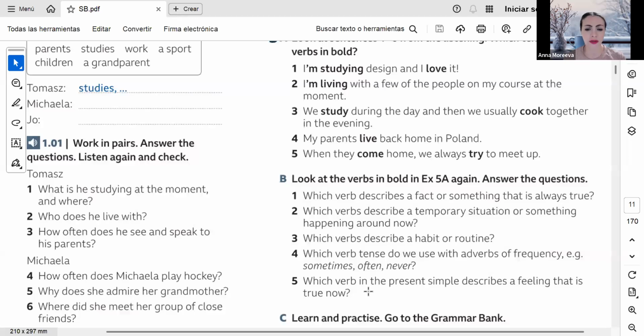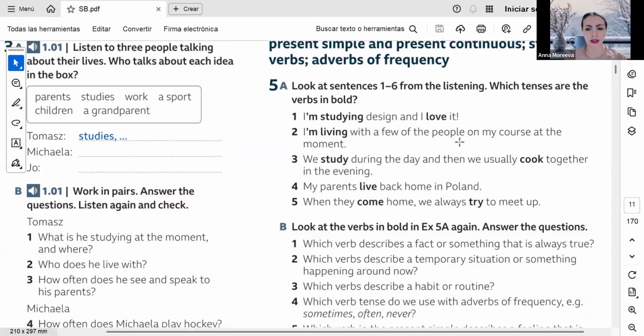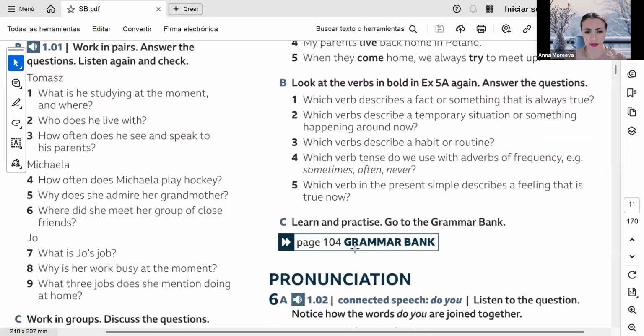And number 5, which verb in the present simple describes a feeling that is true now? A feeling that is true now. Well, a feeling, I think it's only one. Yeah, I love it. So this is like a mixture. No, it's present simple, but he's speaking about some temporal situation.